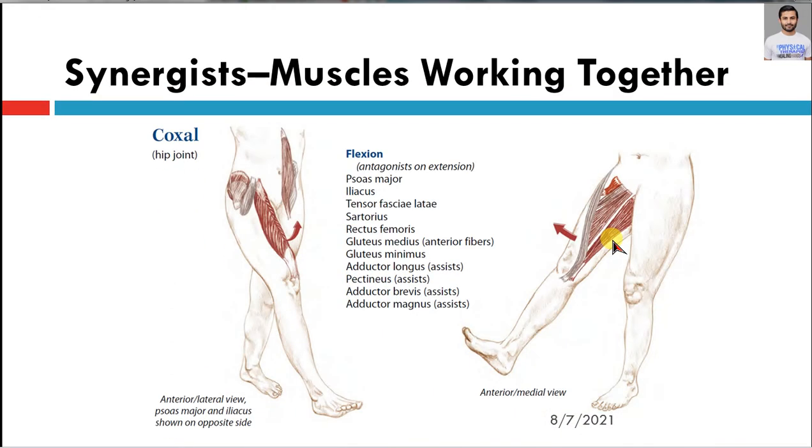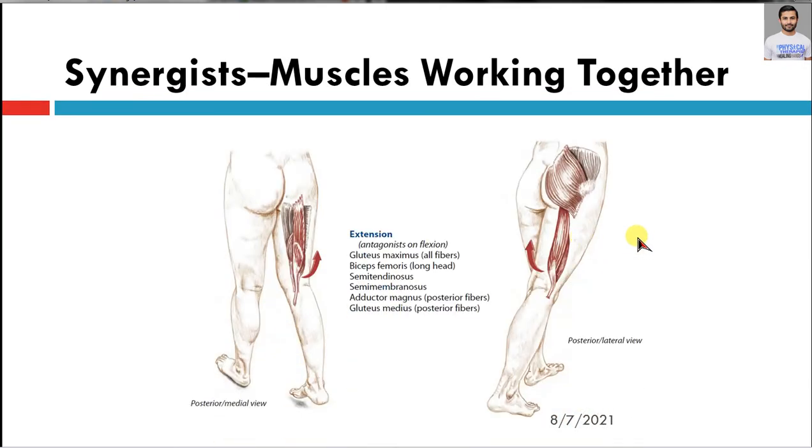Now we will discuss the synergist muscles. For hip joint, it is also called the coxal joint, there are a lot of muscles that can assist flexion. The major agonist, or the prime movers, are the psoas major and the iliacus. The rest of the muscles, the tensor fascia lata, the sartorius, rectus femoris, and other muscles, they are assisting.